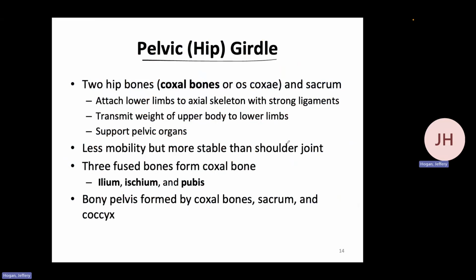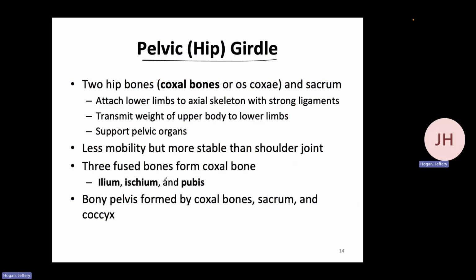The hip joint is a ball and socket joint like that of the shoulder, but it is much more stable because the socket is much deeper and the ball sits down deeper into it, right? Not quite as mobile as the shoulder joint, but a lot more stable, a lot more resistant to injury.